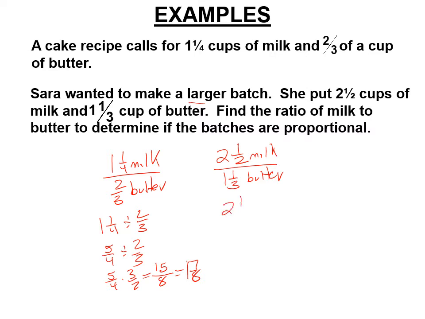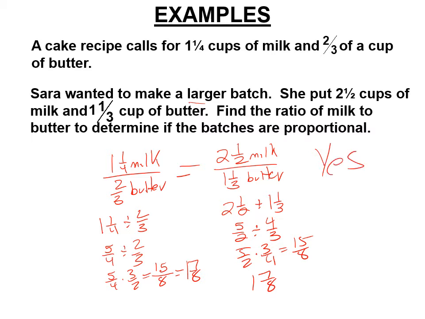Over here, we have 2 1/2 divided by 1 1/3. Let's make it improper fractions. So that's 5/2 divided by 4/3, which is 5/2 times 3/4, which is 15/8, which is 1 7/8. So yes, the ratios are equal. Yes, they are proportional. And 1 7/8 is the constant of proportionality, or 15/8, whichever way you want to write it.